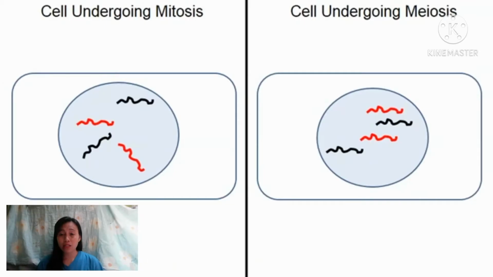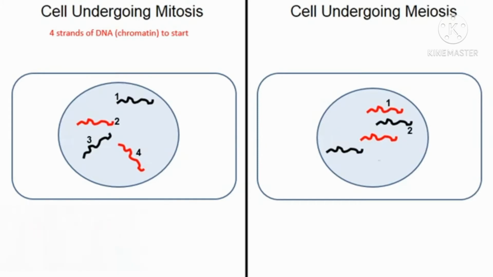So before we get started, I just wanna make a count. There are four strands of DNA called chromatids, loose linear strands of DNA. And the cell on the left and the cell on the right are both gonna have four strands of DNA, or chromatids, to start. Now we're gonna compare that until the end.